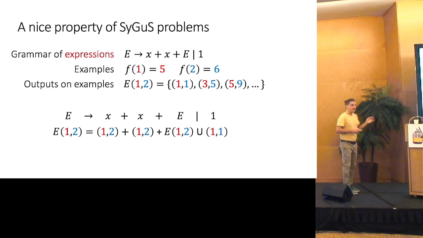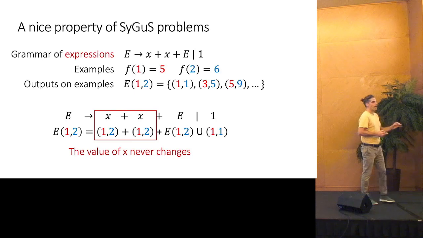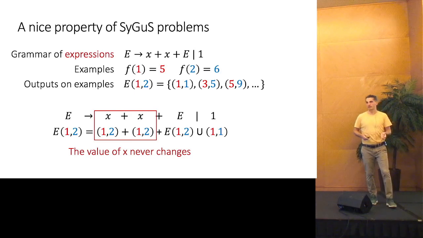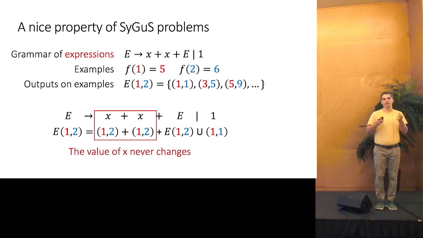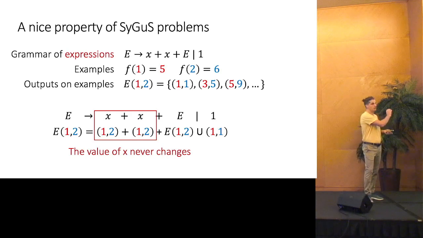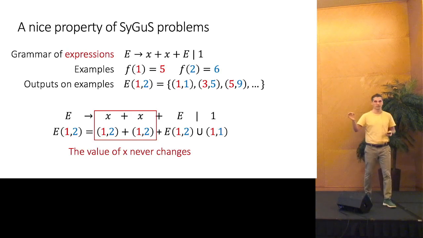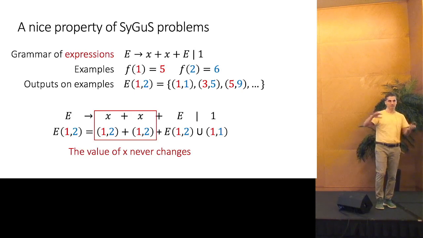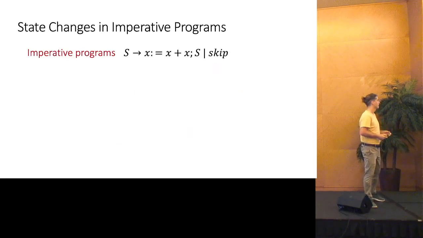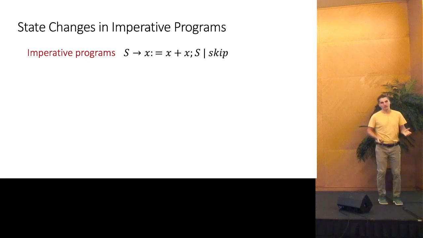What that means is that when I write these equations, I know, because of the semantics of expressions, that the value of x is fixed, okay? Variables don't change their values in expressions. And so I could write these equations as follows. I know that x is always going to be the pair 1, 2. My input is not going to be modified throughout the execution. And clearly, this is not true for imperative programs.